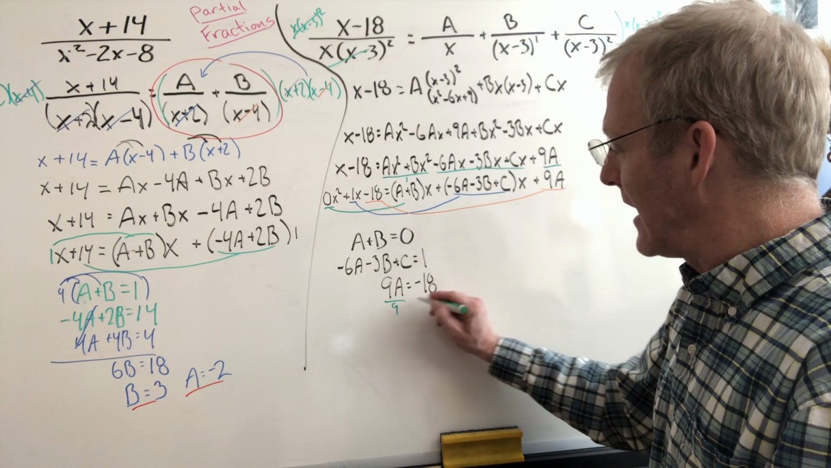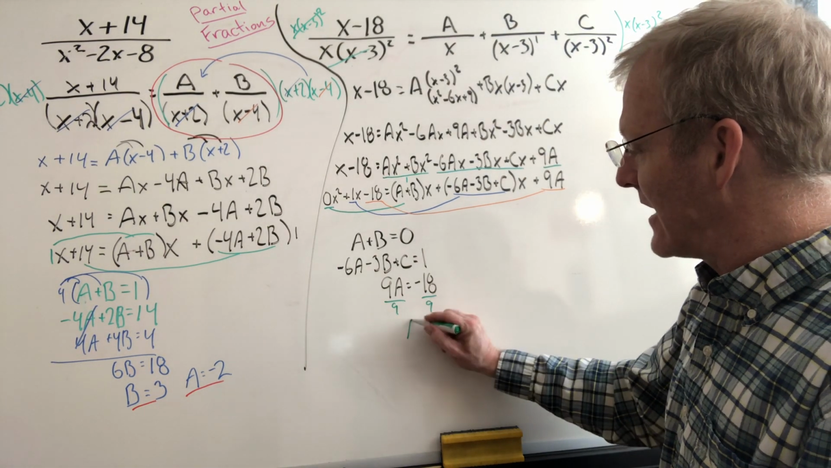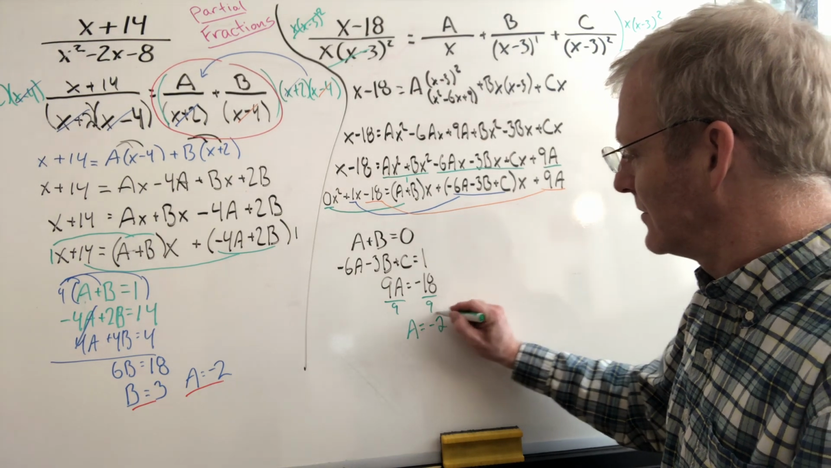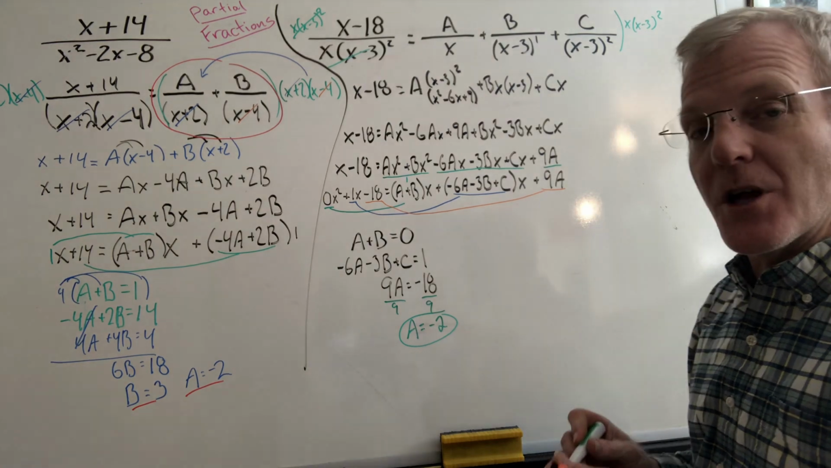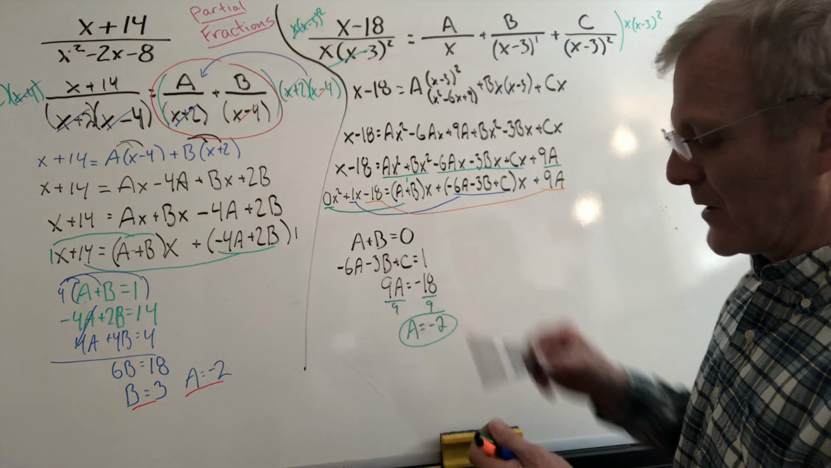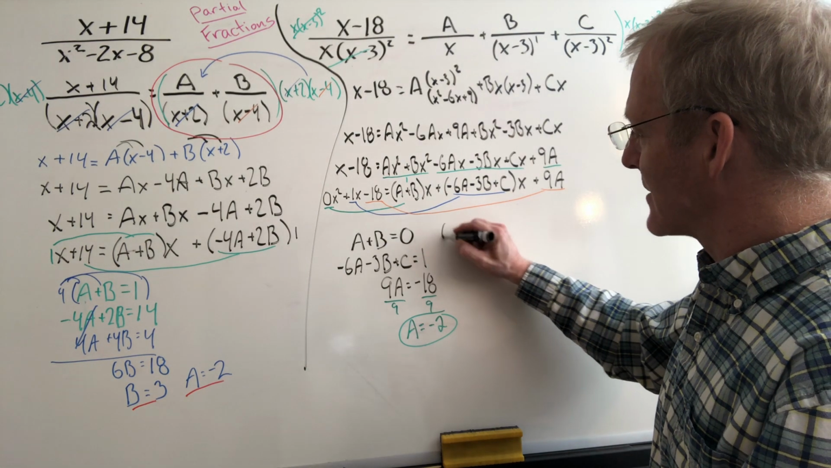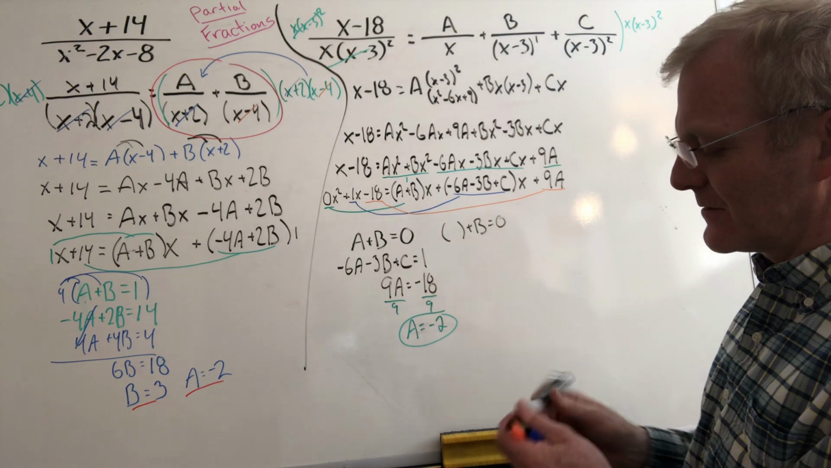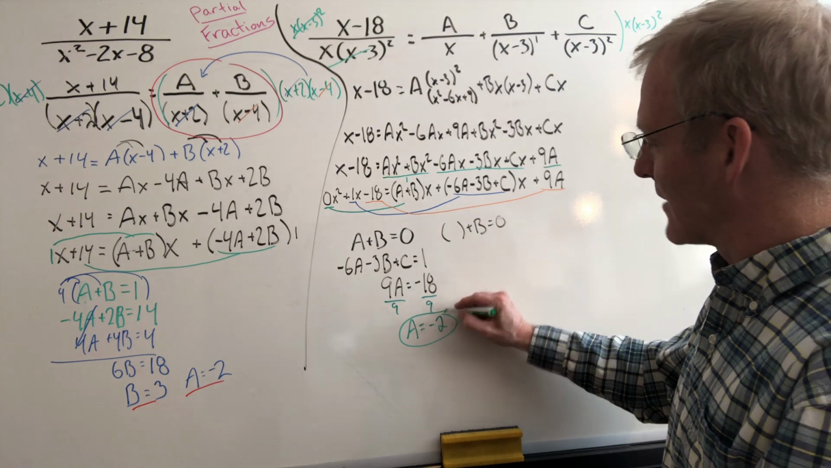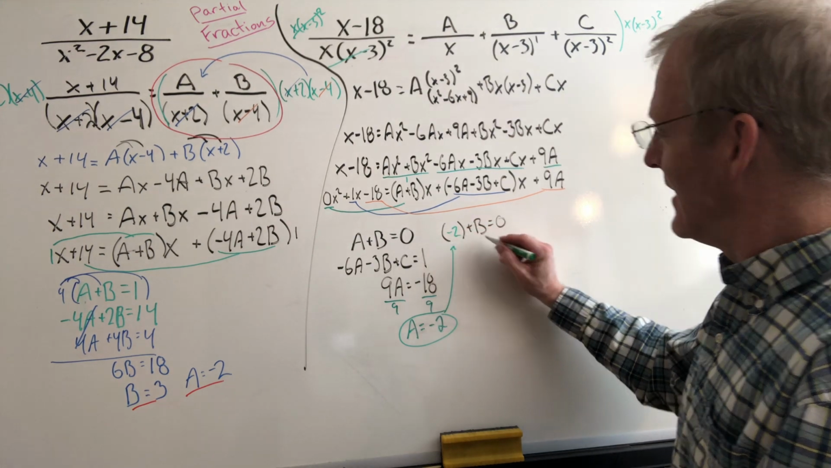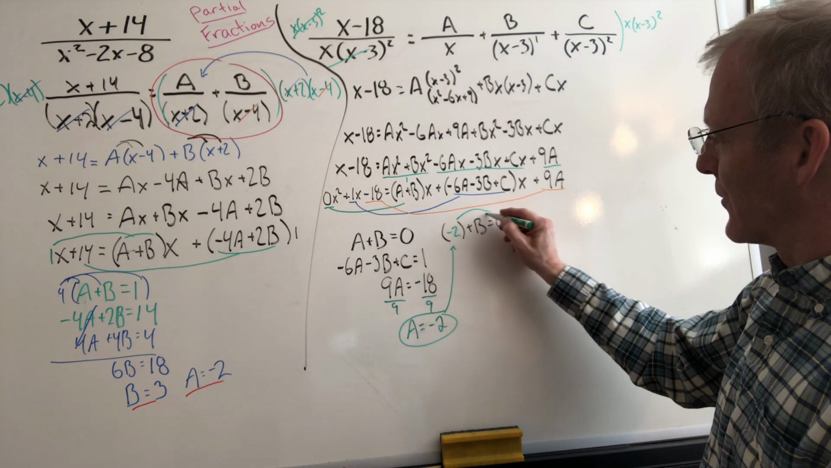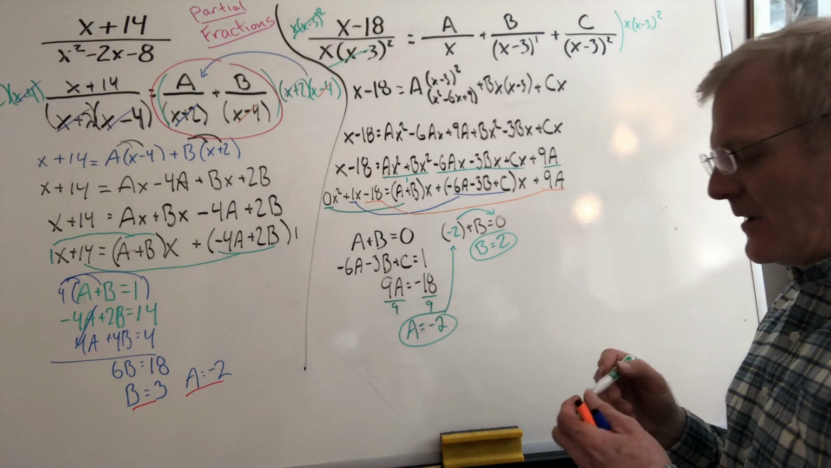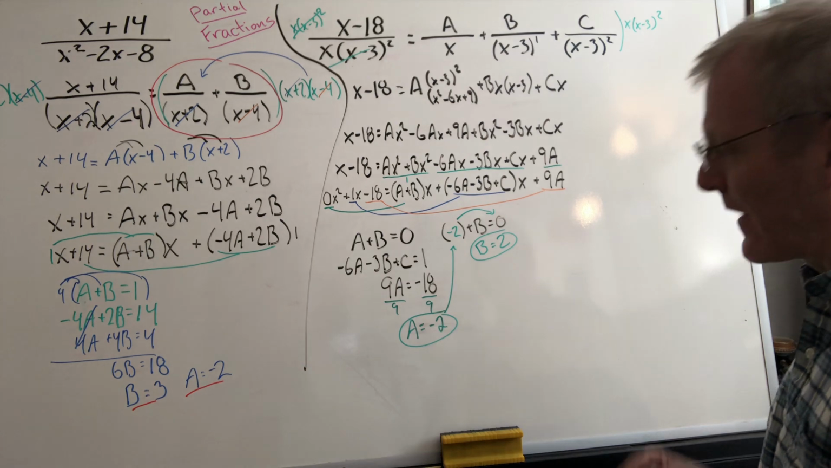So we divide by 9. We see that a equals negative 2. Yay. Once we know that a equals negative 2, we can plug that right there. We say a plus b equals 0. So we put the negative 2 in there. And right there, you see, move the 2 on over. B equals positive 2.